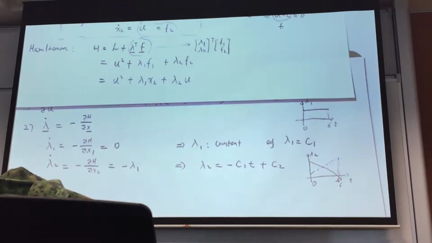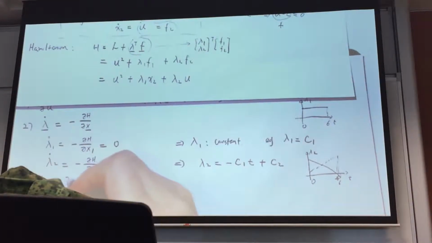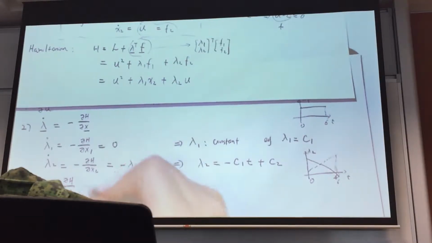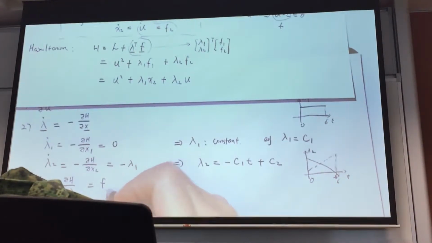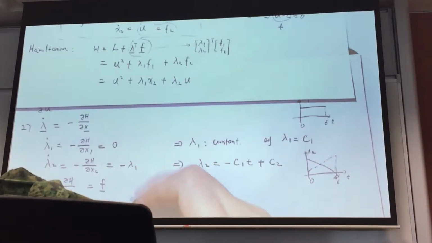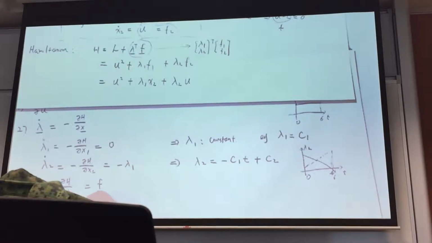The third set of equations is given by x dot equal to dH/d lambda. We know this is just given by f. So this equation is simply the constraints: x1 dot equals x2 and x2 dot equals u.